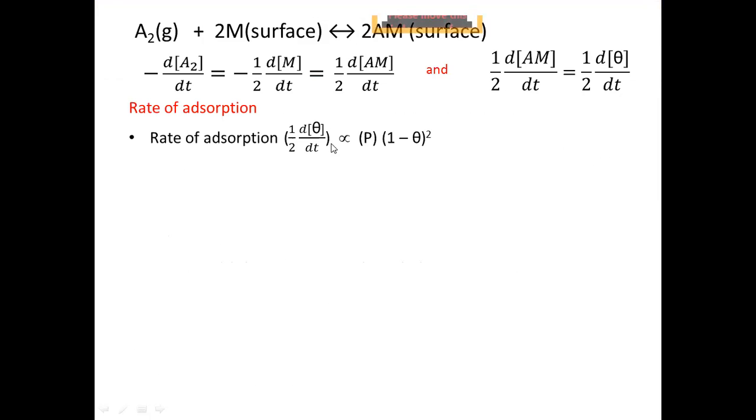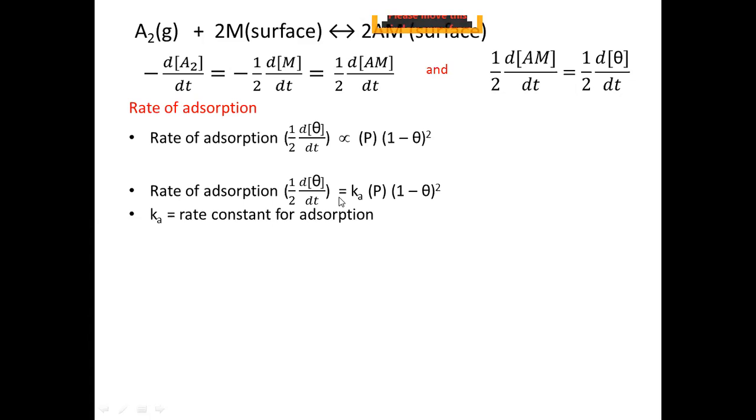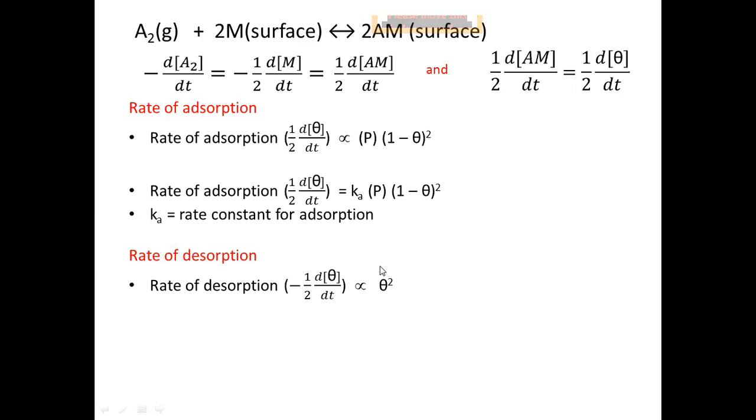So if you want to remove this proportionality sign, again the right hand side will give you the constant, and here this constant is called the rate constant for adsorption. So this is the rate of the adsorption, and in a similar case the rate of the desorption will be proportional to theta square.